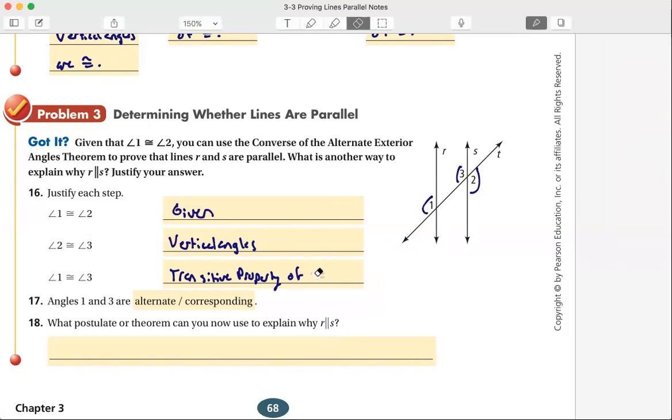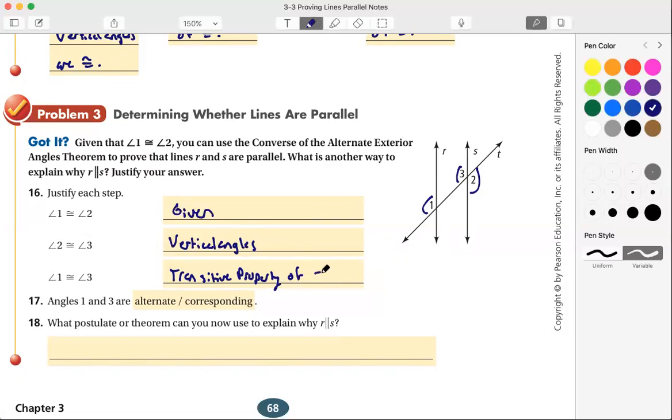Let me change the symbol here. This should be the symbol of congruence. So angles 1 and 3 are corresponding. Which postulate or theorem am I going to use? I'm going to use the converse of the corresponding angles theorem.